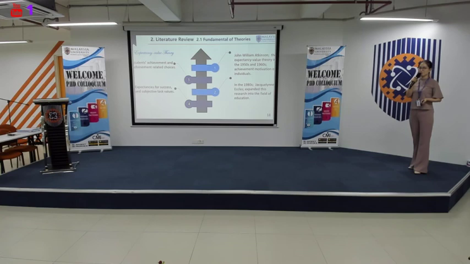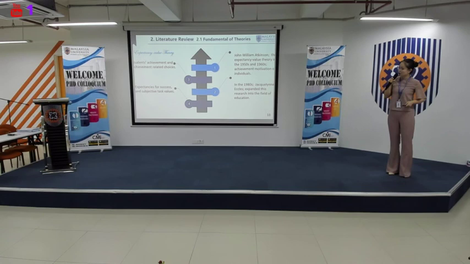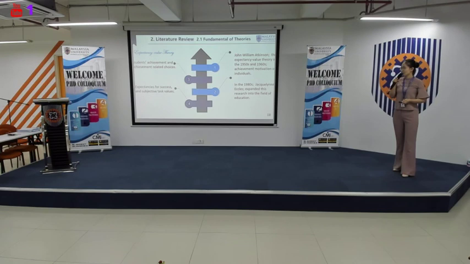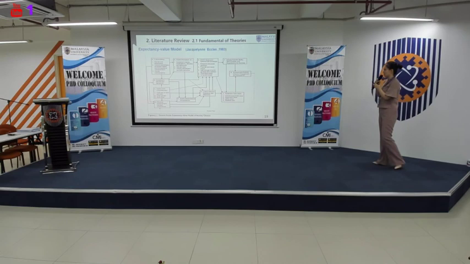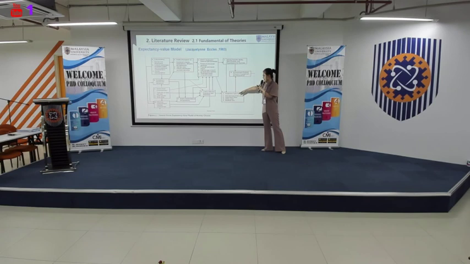And according to expectancy value theory, we can say students' achievement and achievement-related choices are most approximately determined by two factors. The first one is expectancy for success. The second is subjective task values. This is a framework. So my focus of study is here, subjective task value, and the relationship of this part and this part.